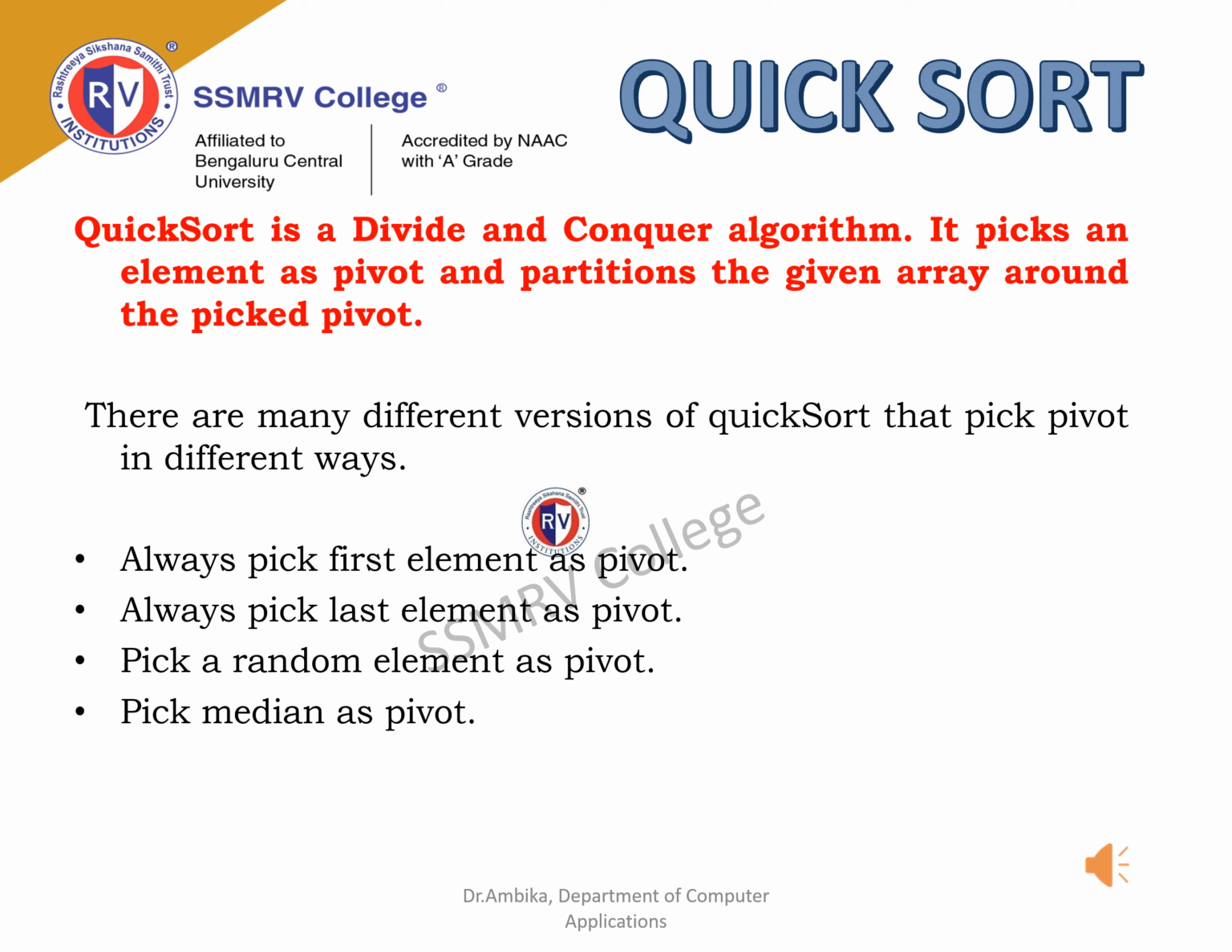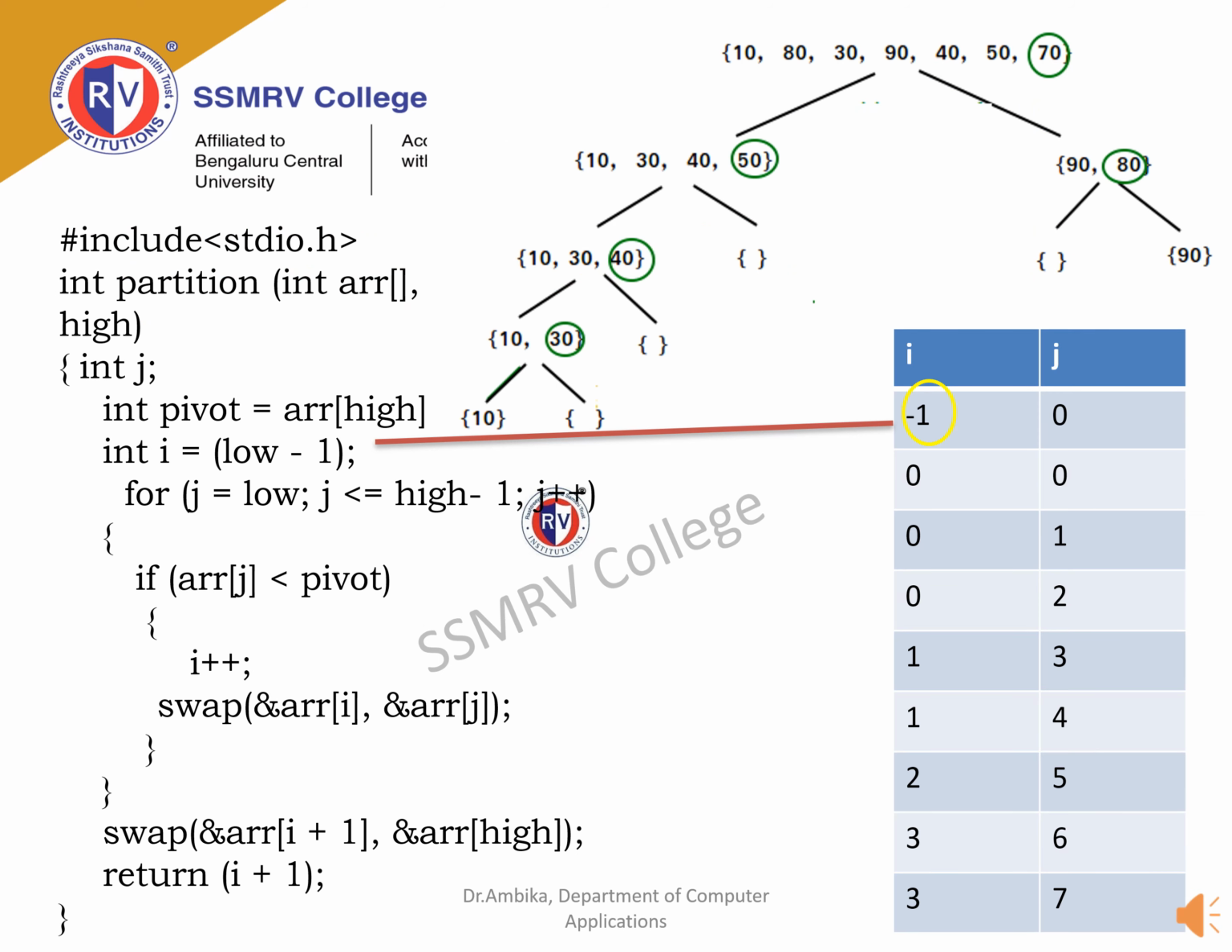Quicksort is a divide and conquer algorithm. It picks an element as a pivot and partitions the given array around the picked pivot. There are many different versions of quicksort that pick the pivot in different ways. The first one would be to always pick the first element as a pivot. Secondly, always pick the last element as a pivot. The third one would be to pick a random element as a pivot. Fourth would be to pick the median as a pivot. We have chosen the last element as a pivot in this example.